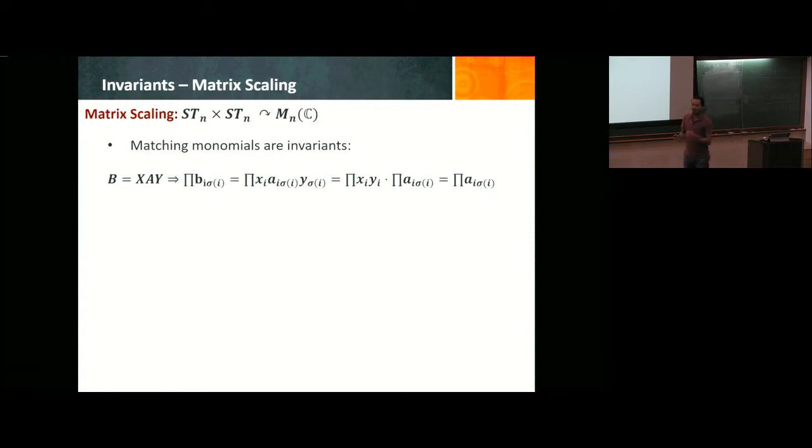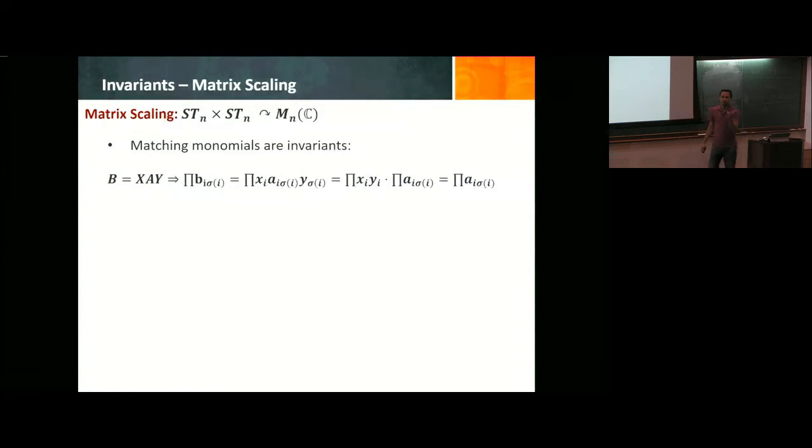So, if my matrix A has a matching, let's look at what happens with the matching once I have the action by the matrix X, A, Y. So I have B is equal to X, A, Y. Let's look at a matching monomial, where sigma is a permutation. Let's see what happens to the product of B_i sigma(i). Here, B_i sigma(i) is X_i times A_i sigma(i) times Y of sigma(i). But now, if I pull out the X's and the Y's, because sigma is a permutation, this is the same as the product of the X_i's times the product of Y_i's times the product of my matching monomial at A. But this, remember, is 1, because the determinant of those two matrices is 1.